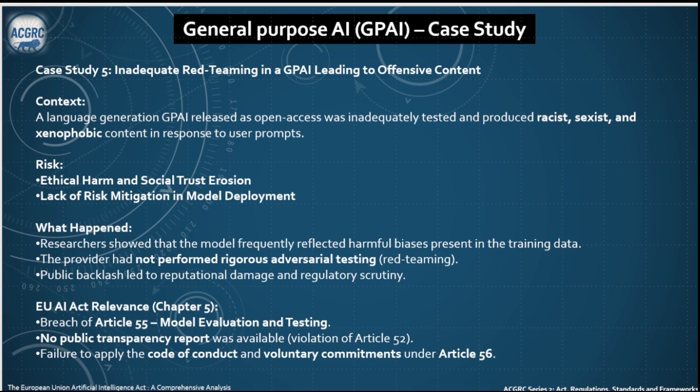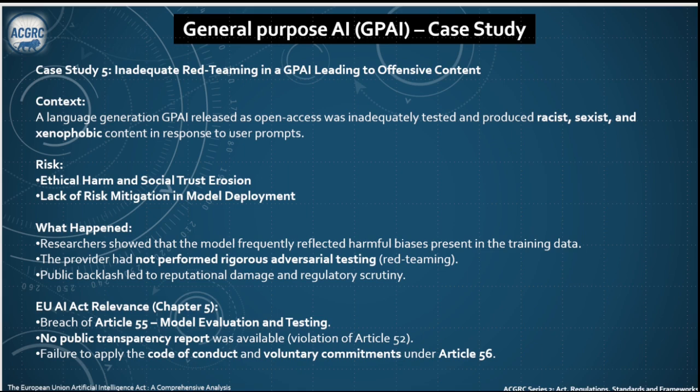The next case is on inadequate red teaming in a GPAI leading to offensive content. The context is a language generating GPAI, released with open access, that was inadequately tested and produced racist, sexist, and xenophobic content in response to users' prompts. The risk here is ethical harm and social trust erosion, with lack of risk mitigation in the model deployment.